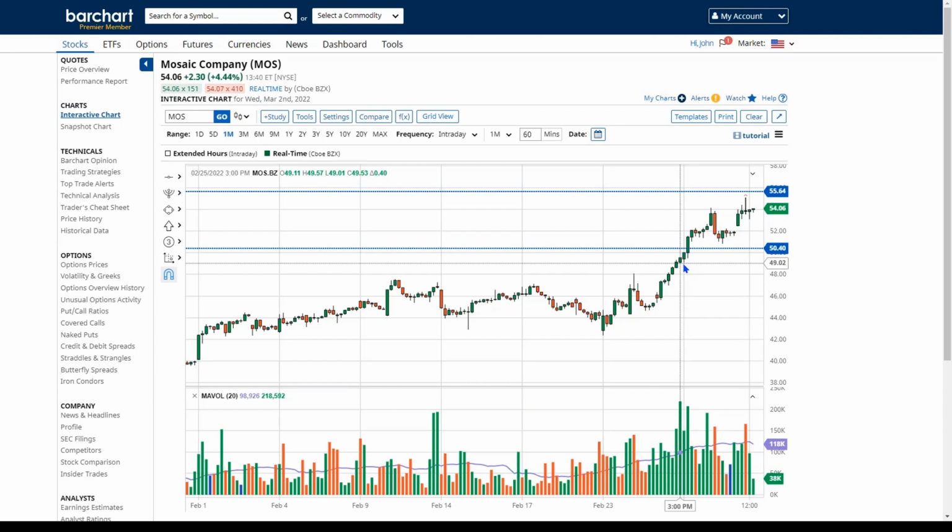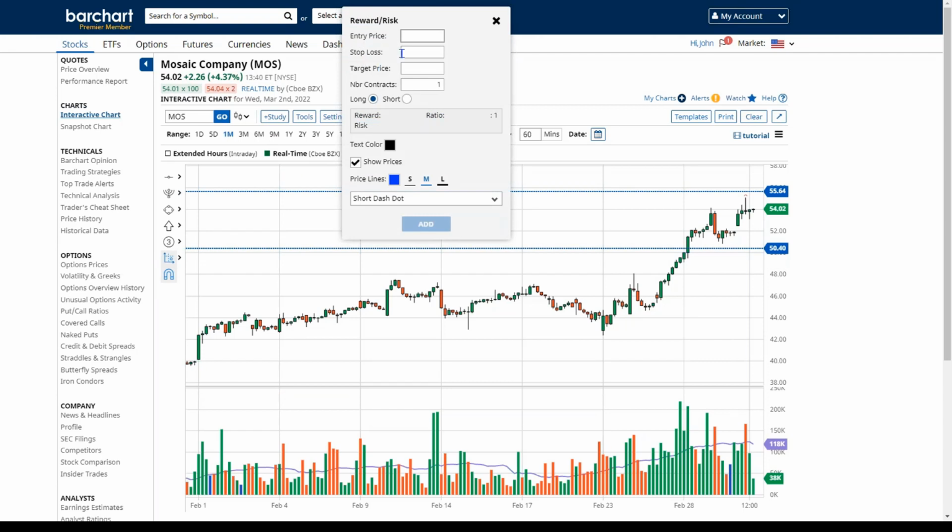So what is the daily low of these two candles? Well, it's right here, it says up in the left-hand corner, 49.10. So let's use our tool. All right, so we're going to enter at 50.40. We're going to risk 49.10, and our target is 55.64.